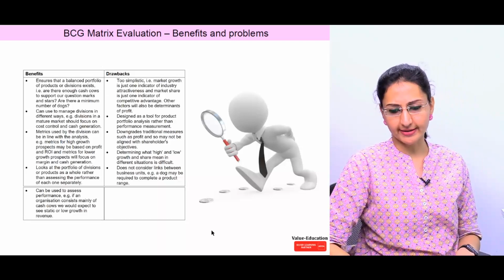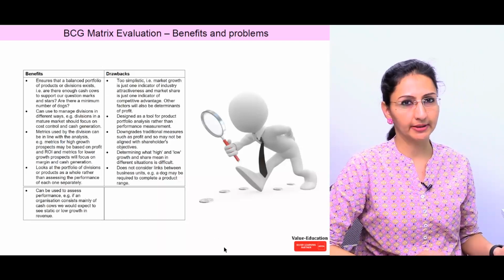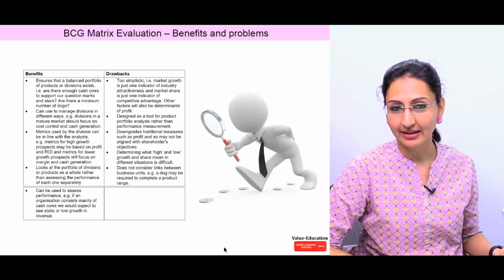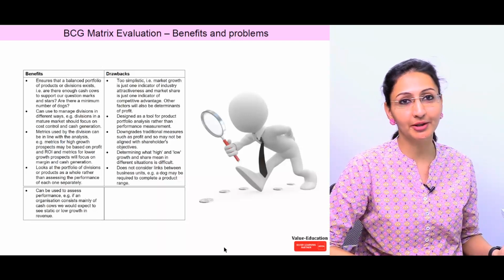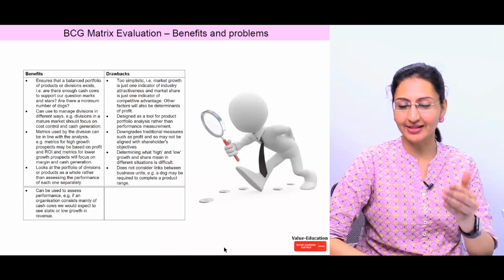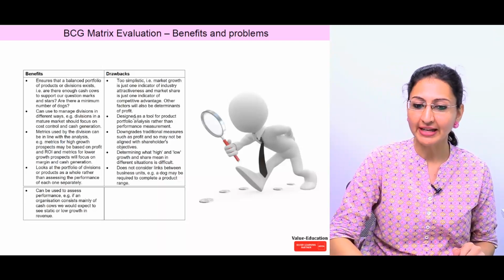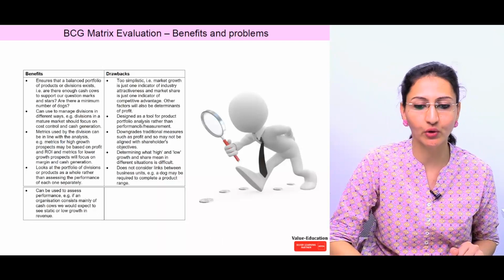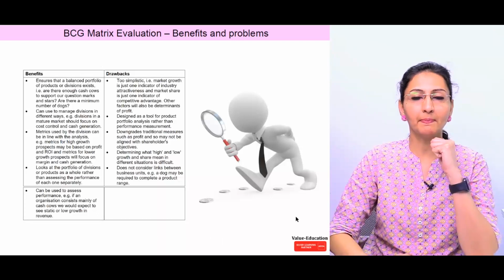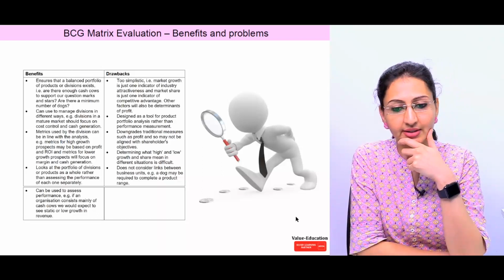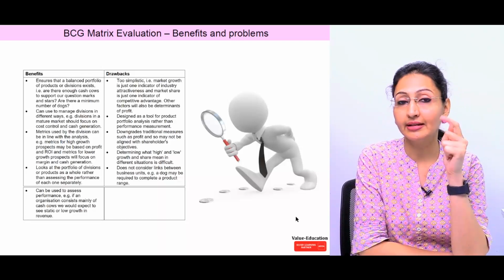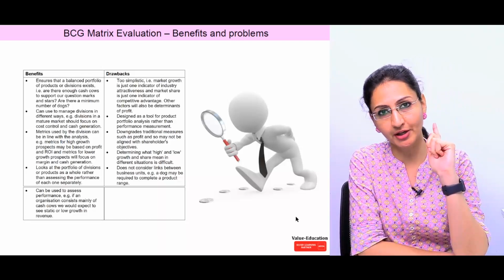Then what are the drawbacks of this matrix? It's too simple, but practical life is not that simple. There can be indicators where you think that a particular product is a star, but it turns out to be a dog. We just saw that. That is a drawback of this matrix. Number two, it is designed as a tool for product portfolio analysis rather than performance measurement. Now, the main idea behind making this matrix is that it is more of a portfolio management tool rather than evaluating the performance of a particular product or division.